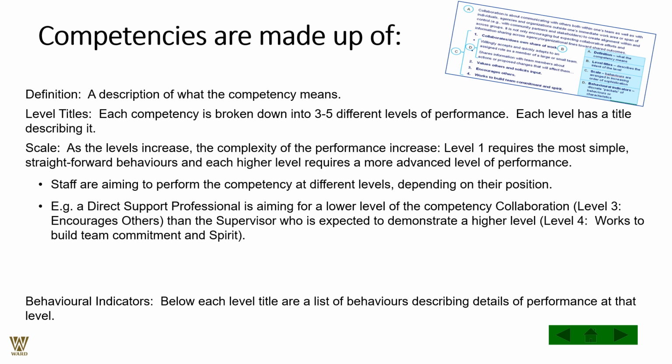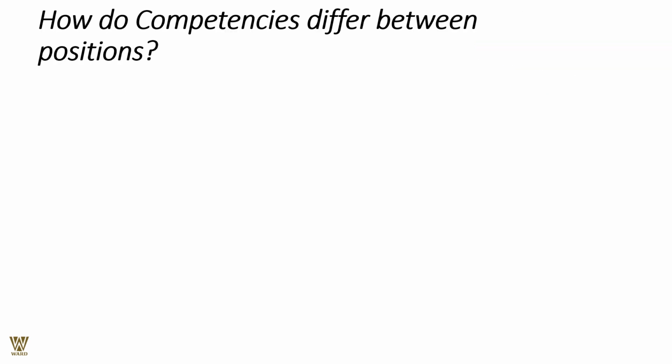Staff are aiming to perform competencies at different levels depending upon the position. Let's say the direct support professional is aiming at a lower level of competency, whereas level three is wherein you are encouraging others. You're talking about a supervisory or managerial position, where the supervisor is expected to demonstrate higher-level behaviors, whereas level 4 works with team building and team spirit. Remember, behavioral indicators are listed below the title. It can be a clinical supervisor, a psychologist, a surgeon, a chef, or just a retail specialist, and so on and so forth.